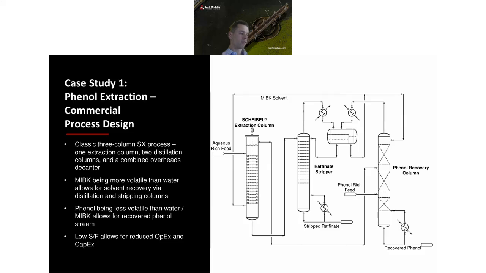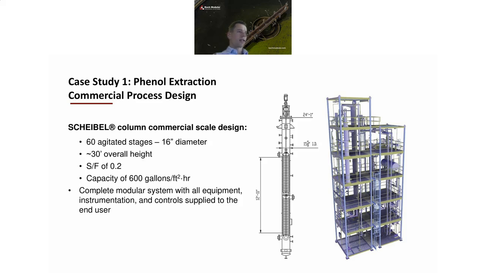Having that relatively low solvent to feed ratio for this process allowed for reduced OPEX and CAPEX in the commercial process design. So from that pilot run data, we were able to scale up to a commercial scale Scheibel column, which had 60 agitated stages. Whenever you test the Scheibel column, you use the same amount of agitated stages from a successful test run in the commercial design. That scale up capacity of 600 gallons per hour per foot squared resulted in 16 inches in diameter. The solvent to feed ratio was 0.2, and the overall height was 30 feet.